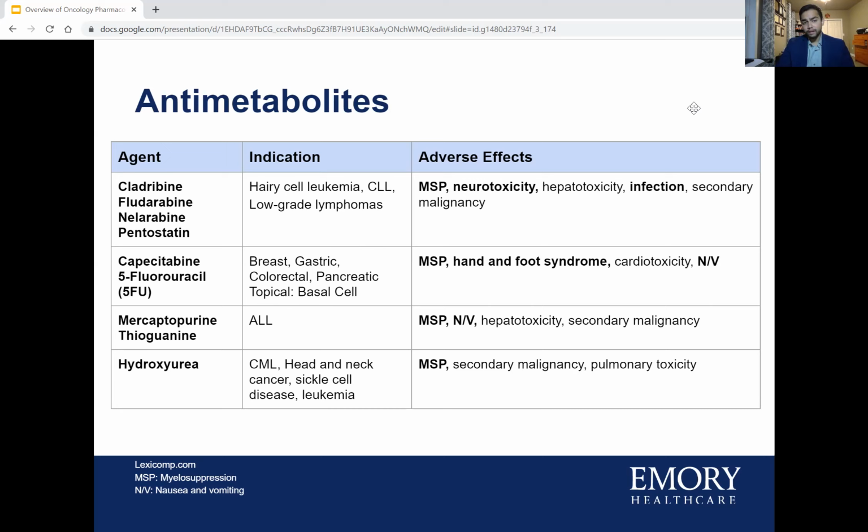And then capecitabine and 5-fluorouracil is easily one of the most common drugs we use to treat cancer. Definitely one of the most common chemotherapy agents. Anybody who has GI tract cancer is very likely to be on one of these drugs. So these drugs, they are antimetabolites. Myelosuppression is very significant, as well as diarrhea, nausea, vomiting. Then you also get this hand and foot syndrome, which I'll talk about later in this presentation, as well as cardiotoxicity.